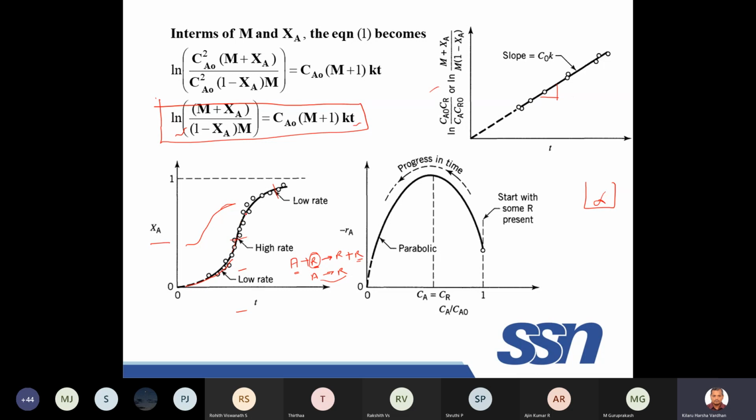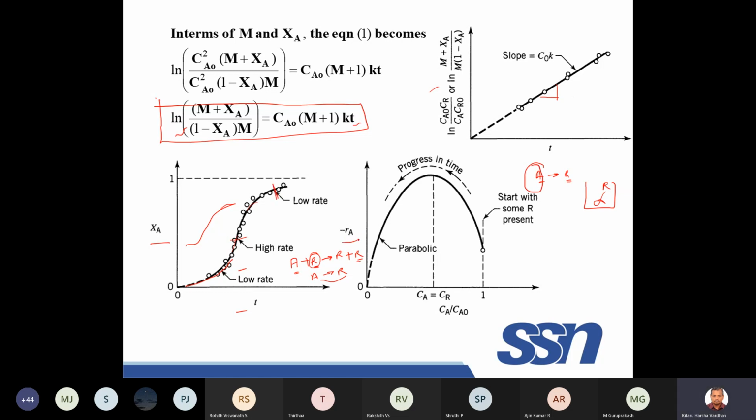Therefore, the rate will be at its highest. And then afterwards, what will happen? More R is formed, but A disappears because more R is formed. So A should be less. Therefore, less amount of A is there. Therefore, the rate will be very less.